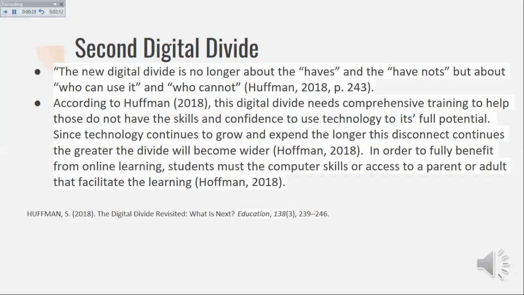Since technology continues to grow and expand, the longer this disconnect continues, the greater the divide becomes. In order for our students to fully benefit from online learning, they have to have the skills and confidence to do so, or access to a parent or another adult that can facilitate that learning. We really saw the results of that during the COVID crisis. Many of our students, I know myself and my coworkers, didn't have all the children participating in the online learning opportunities.